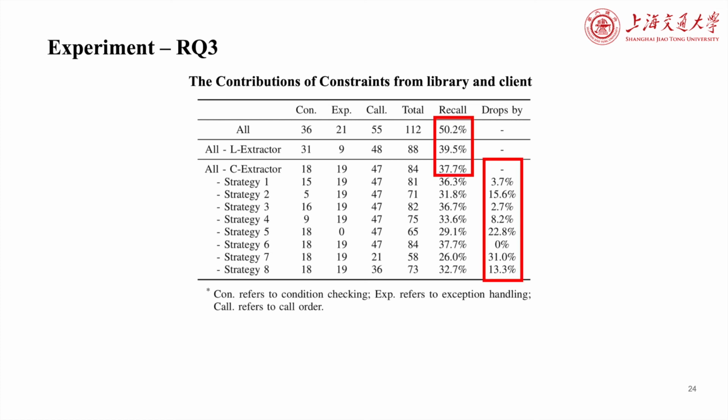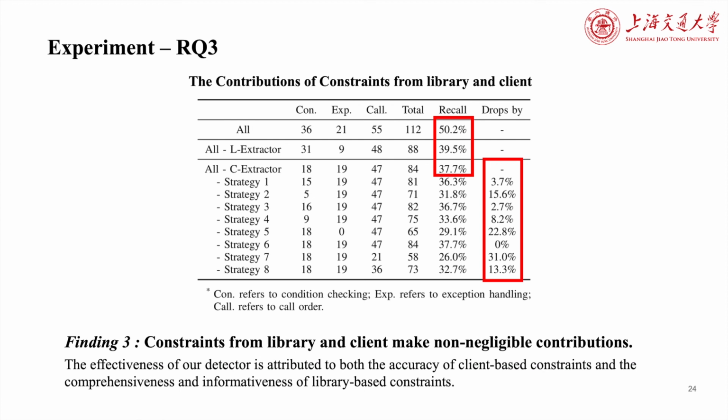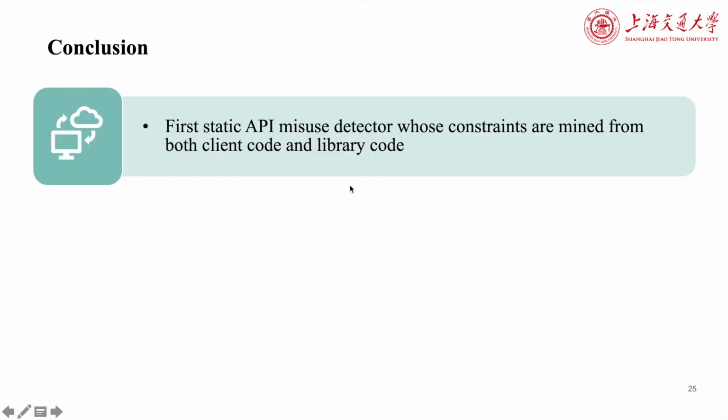The result shows that constraints from library and client code make non-negligible contributions, and they complement each other. The effectiveness of our detector is attributed to both the accuracy of client-based constraints and the comprehensiveness and informativeness of library-based constraints. In summary, this paper proposed a bi-source API misuse detector. To the best of our knowledge, our approach is the first static API misuse detector whose constraints are mined from both client code and library code.